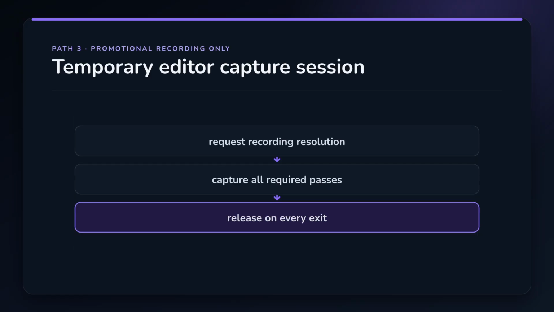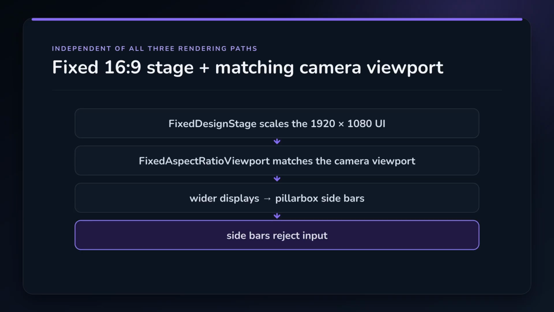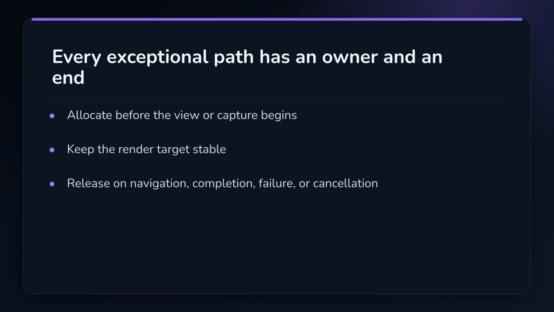Our promotional recorders use their own temporary capture session. They request the texture at the recording resolution, keep it through warm-up and every capture pass, then release it. If the region map is also using the compositor, its session stays alive. Separately, the fixed design stage and matching camera viewport preserve the 16 by 9 presentation whether a compositor exists or not. On wider displays, they leave the pillar box bars shown earlier. Each subsystem now states why it exists, who activates it, and when its cost ends.